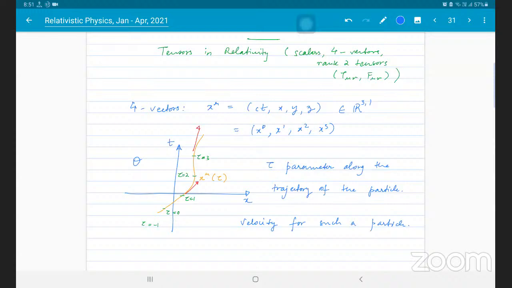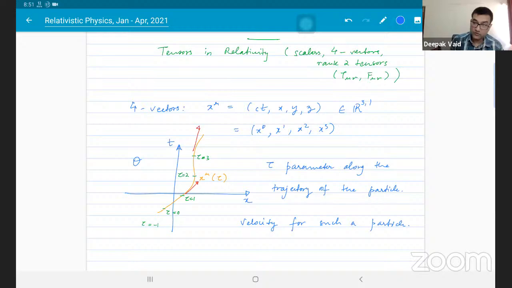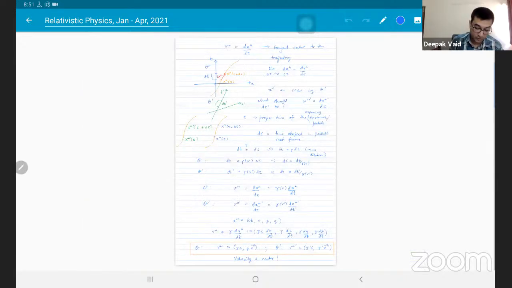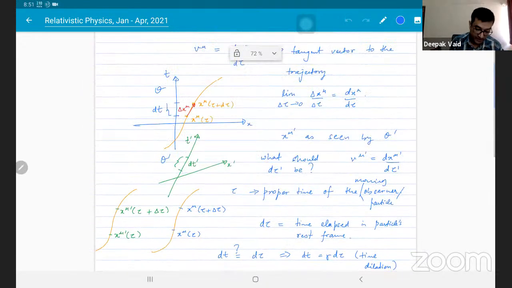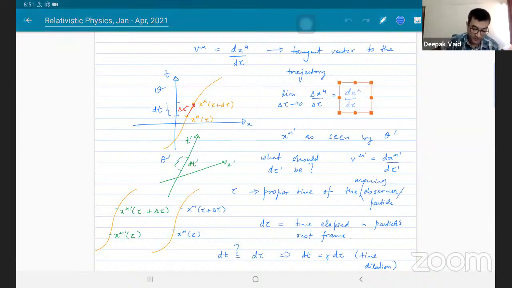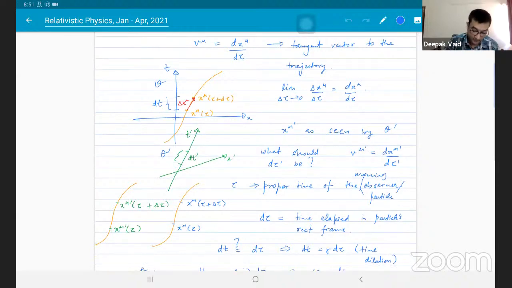Thank you so much. So now we come to the different possible tensors in relativity. The first tensor is the velocity tensor. Well, the first one is the coordinate, the 4 vector. That is a rank 1 tensor. You can also define another tensor, which is called the velocity tensor. Well, the velocity 4 vector.